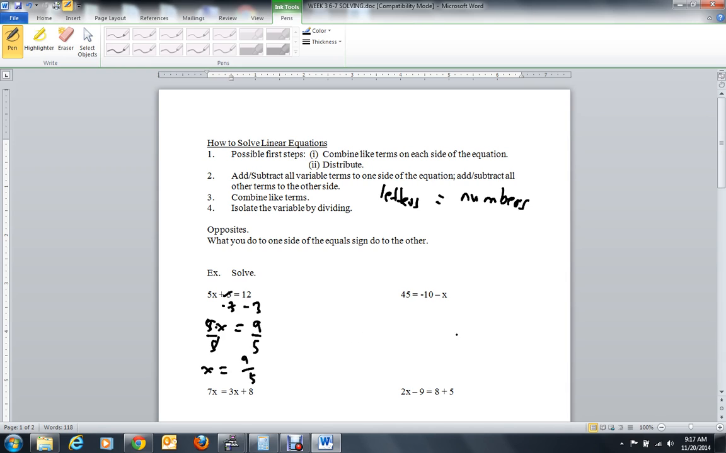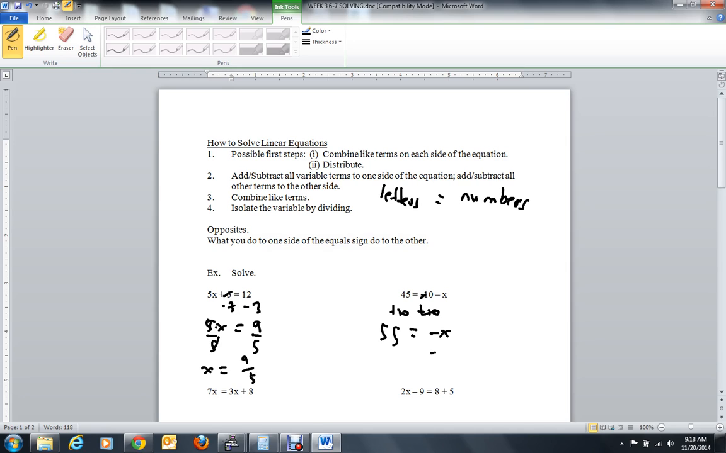I have an x on the right side, and that's the only x I have, so I'm going to keep the x over there, which means I need to get rid of that minus 10, or the negative 10. The opposite of negative 10 is a positive 10. So I'm just going to add 10 to both sides. On the right side they cancel, leaving negative x. On the left side we have 45 plus 10, which is 55.